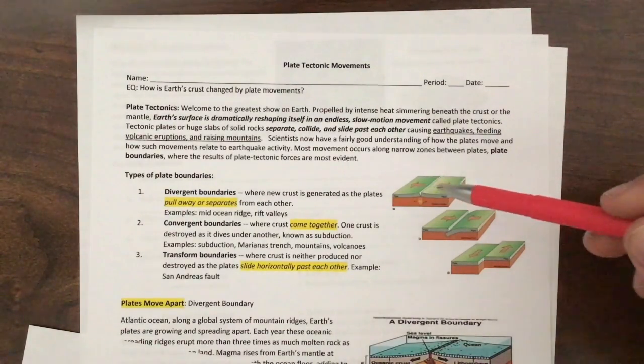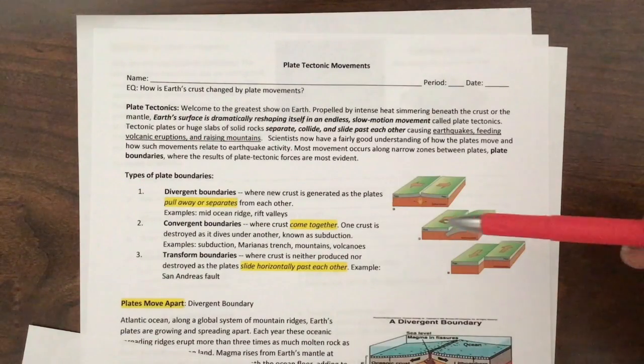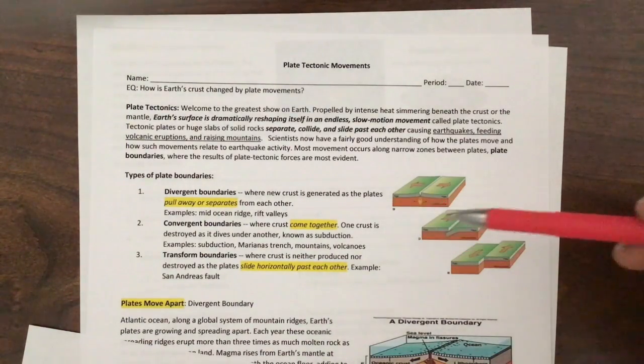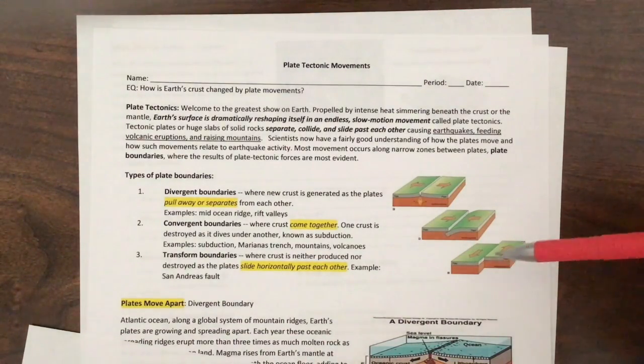They're either going to be moving away from each other, causing valleys and rifts and trenches. They're going to be sliding into each other, causing mountains. Okay, usually one will go under. Okay, one will go up, or they'll be sliding past each other, which causes lots of earthquakes and rumbles.